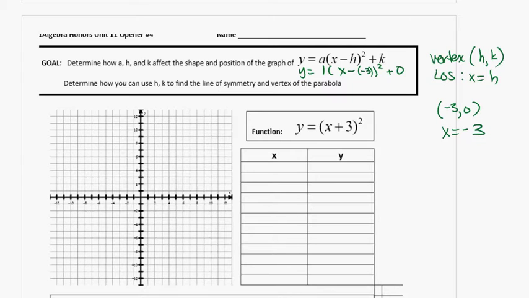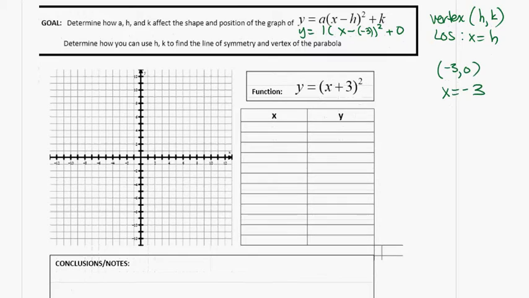Let's actually plug in points now just to be sure that this is the pattern, but that's my prediction. So I'll go with negative 4, negative 3, negative 2, negative 1, 0, 1, 2, 3, 4. So negative 4 plus 3, all squared. That's negative 1 squared, which is 1. Negative 3 plus 3 squared, that's 0 squared, which is 0. Negative 2 plus 3 squared, that's 1 squared, which is 1. Negative 1 plus 3, which is 2, squared, is 4.